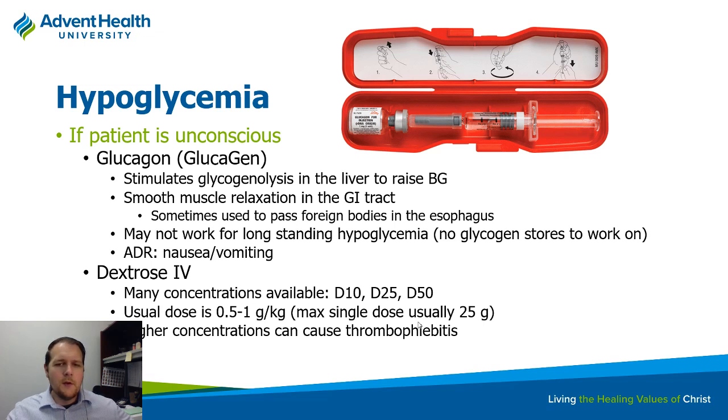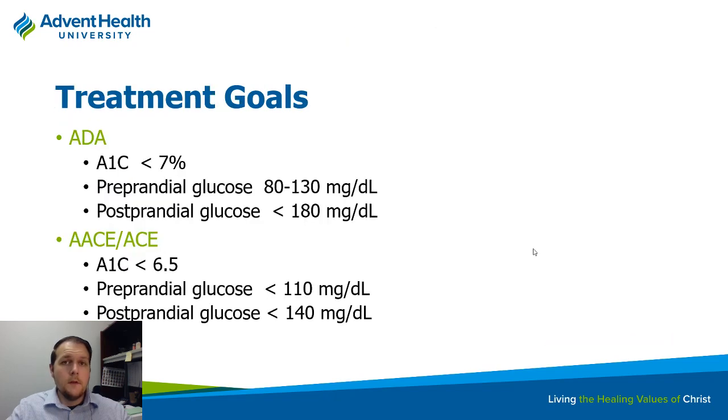Typically, we'll give around 25 to 50 grams, depending on how severe the hypoglycemia is, and then we'll check them again in a few minutes to see where their blood sugar is at. Hopefully they've woken back up, and then we can go from there. Again, be wary: the bigger the dose you give, the bigger the concentration, the more risk for thrombophlebitis. So at this point, I'm about halfway through our endocrine topic.